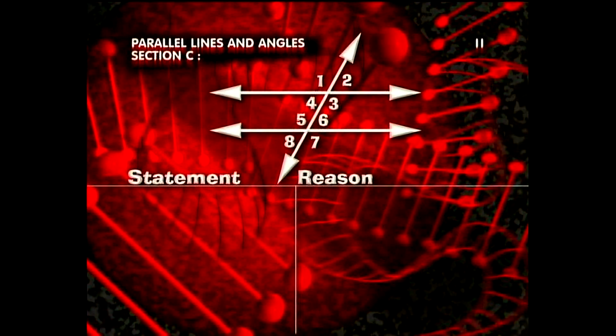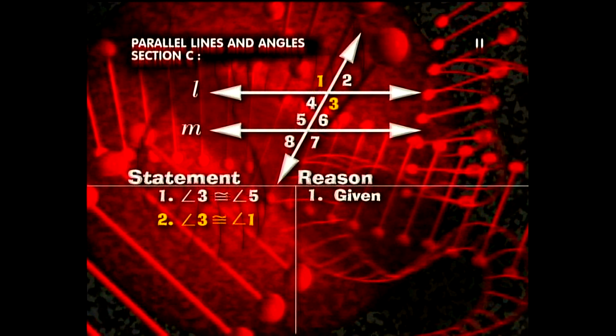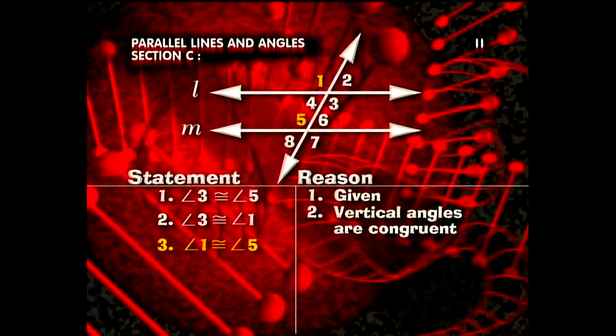Let's set up our proof table. Our first step is to state our given information. Angle 3 is congruent to angle 5. Next, we state that angle 3 is congruent to angle 1. We can do this because angle 3 and angle 1 are vertical angles, and vertical angles are congruent. Our third statement is angle 1 is congruent to angle 5. This is true because we're applying the transitive property to angle measures.